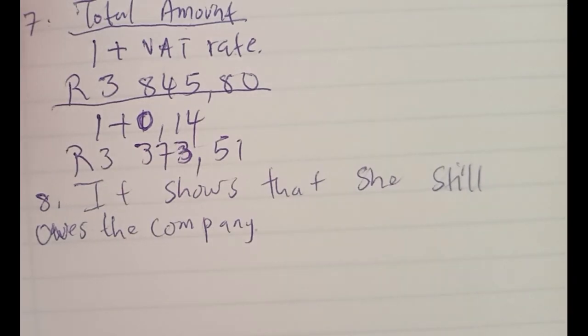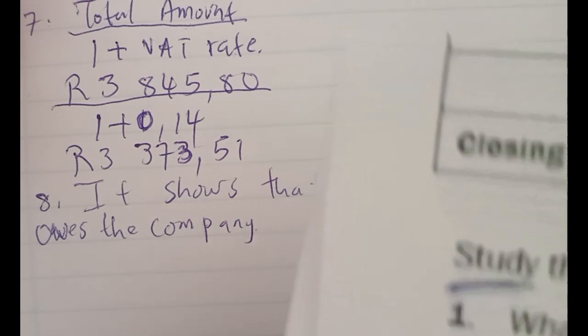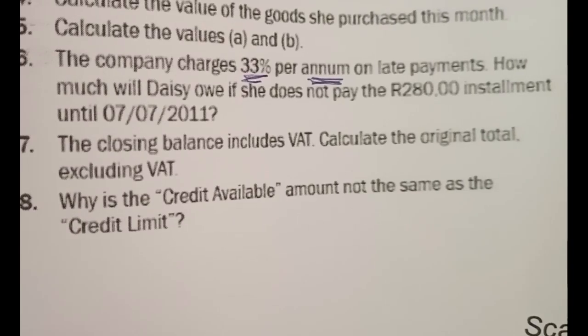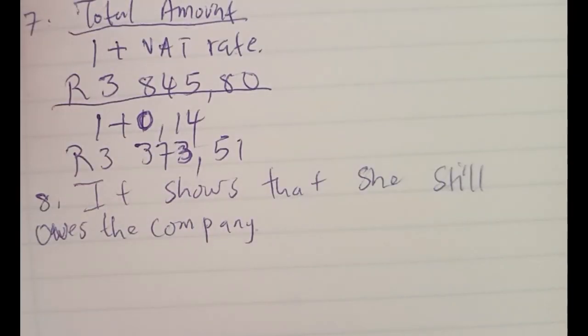So number 8 says why is the credit available amount not the same as the credit limit? And it's 2 marks. For that question, you can say it shows that she still owes the company. Questions like number 8, you can answer in a different way, as long as your answer relates to my answer, still fine.